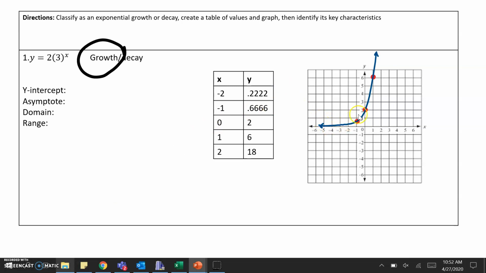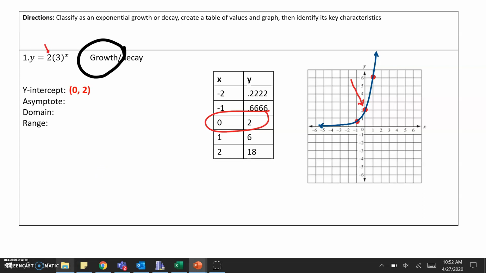And I see that my graph is going up from left to right, so I want to know the y-intercept. Well, that's going to be where it crosses the y-axis. That looks like it's at 2. That should also be in my table, 0 is with 2. And it's also the number in front of b in the equation. There it is, 2. So the y-intercept is 2.